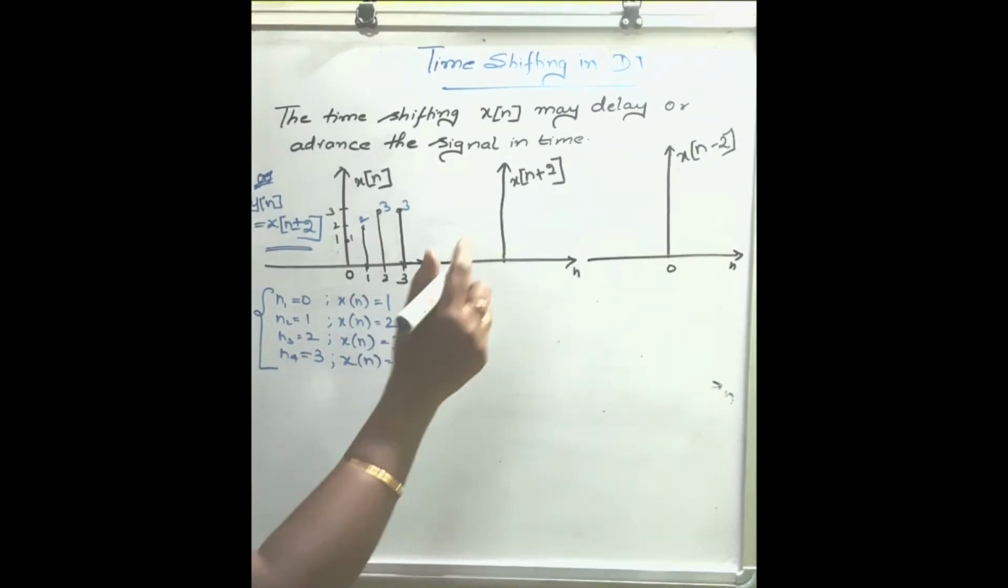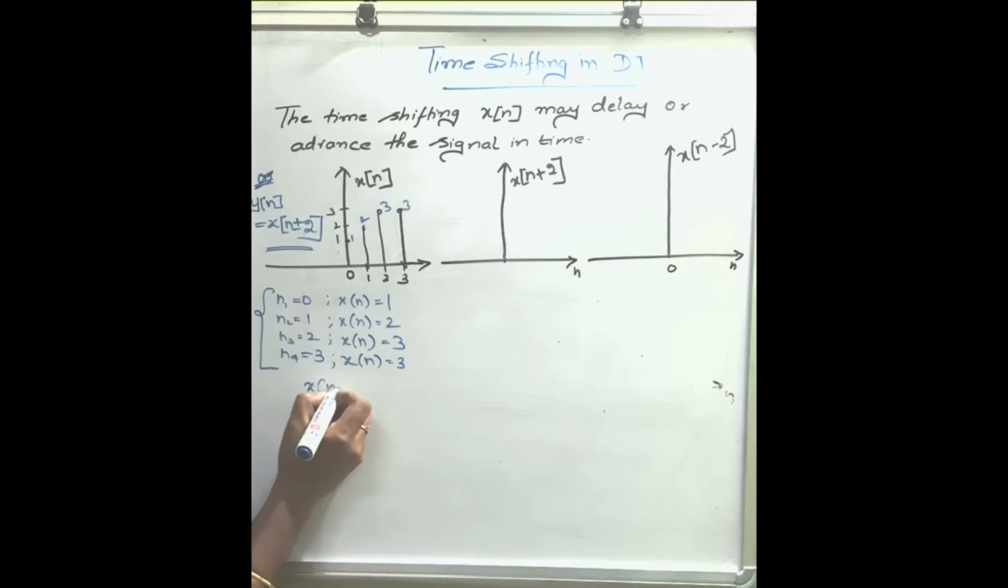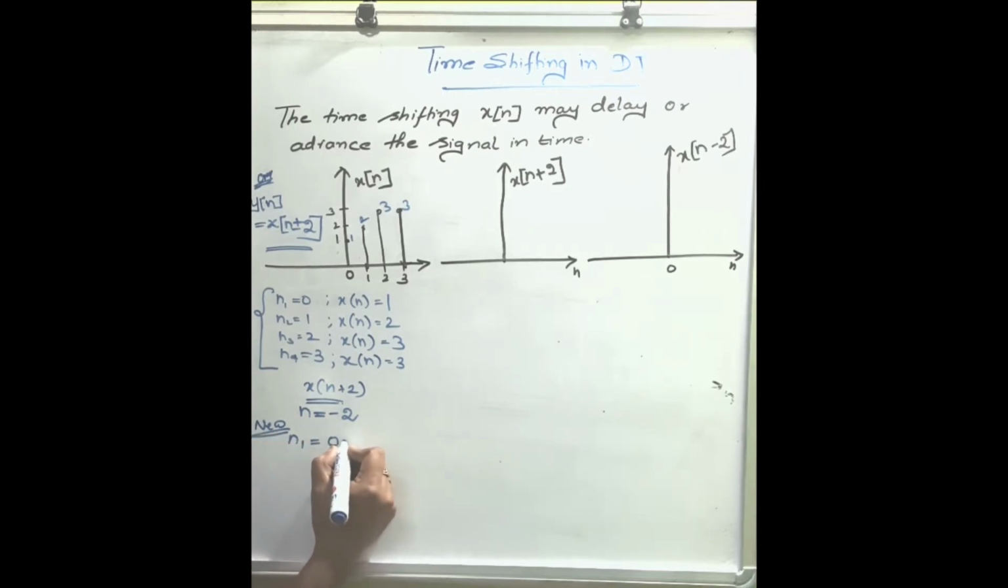First we'll go with the first case, x of n plus 2. When we go with this, the value of n becomes minus 2. Now substitute this into n1, n2, n3 and n4. So now your new set of n: n1 is equal to 0 minus 2, n2 is equal to 1 minus 2, n3 is equal to 2 minus 2, n4 is equal to 3 minus 2. So this is the new set of n that is obtained.